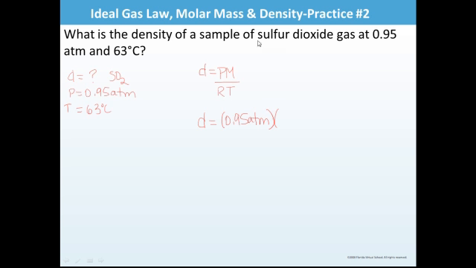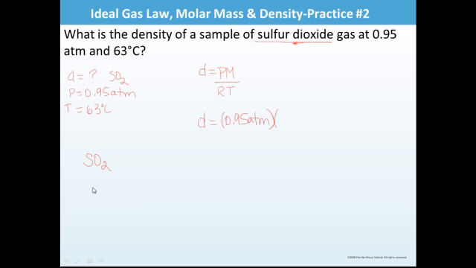Well, have no fear, because it told us we have sulfur dioxide gas. And at this point in chemistry, you should be able to take a name and write the formula. Sulfur dioxide means we have one sulfur and two oxygens, because those are both nonmetals. It's a covalent bond, and with covalent bonds we use the prefix to indicate how many we have.